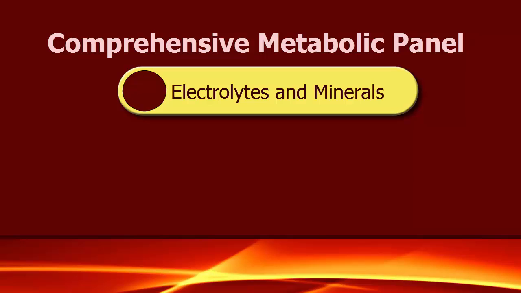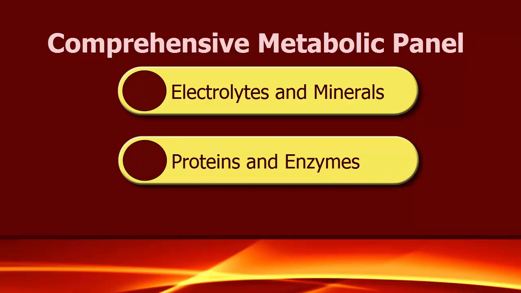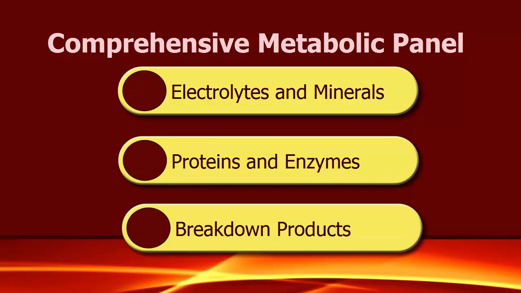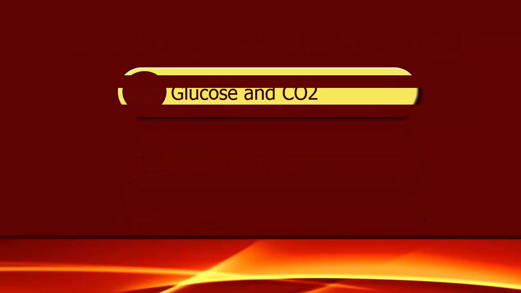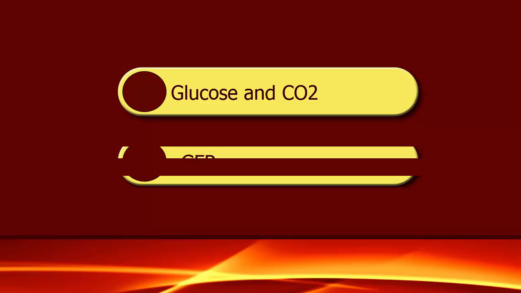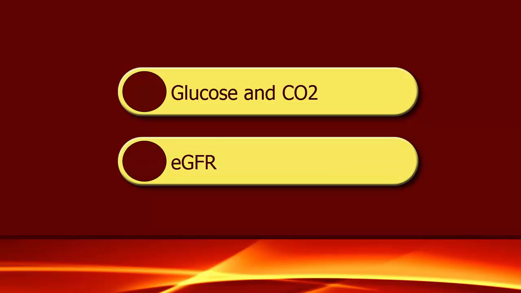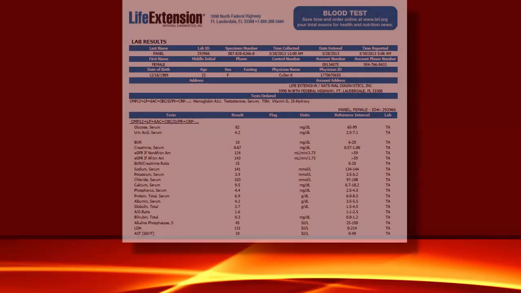Such things as electrolytes and minerals, proteins and enzymes, and breakdown products of metabolism. We'll also find measurements for glucose and carbon dioxide and an estimation of the glomerular filtration rate of the kidneys. So let's take a look at our sample blood analysis again and see what we will find.